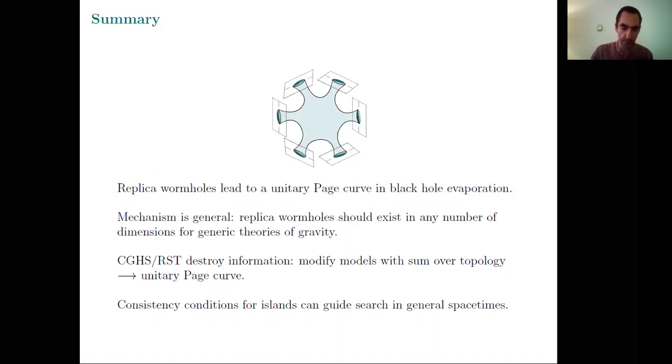Okay, thank you. Yeah. We have another question from Baiba, which says, do you think that the island prescription makes it possible to reconstruct the bulk past the quantum extremal surface? If so, can we actually recover information from the black hole by means of the Hayden-Preskill protocol?